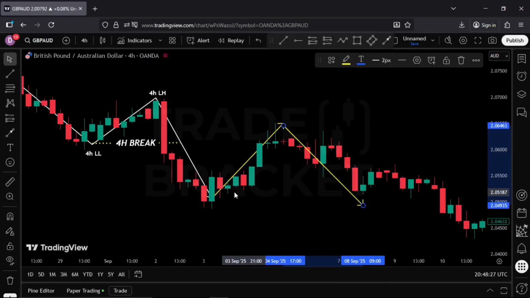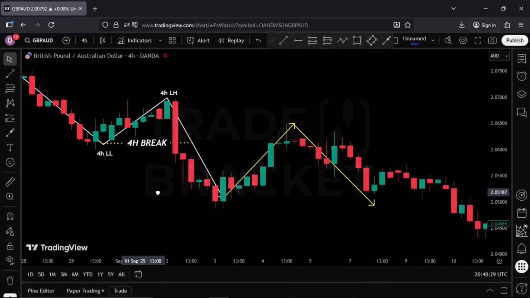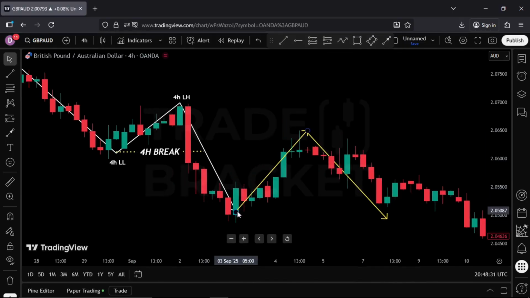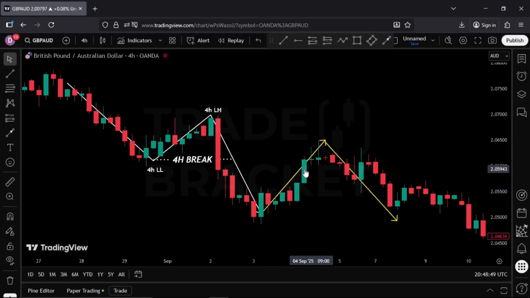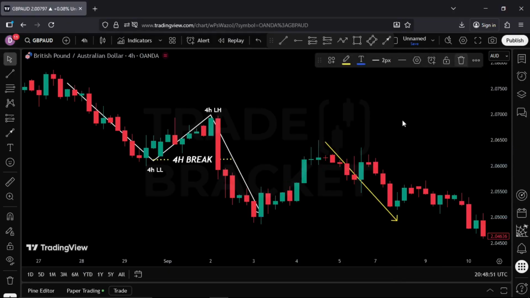The whole logic of this strategy is that we want to capitalize on this pullback right here, because it's where we shall enter our trade and exit our trade, like I will show you later on. Now let me delete this.